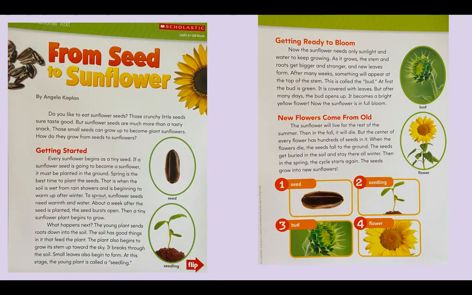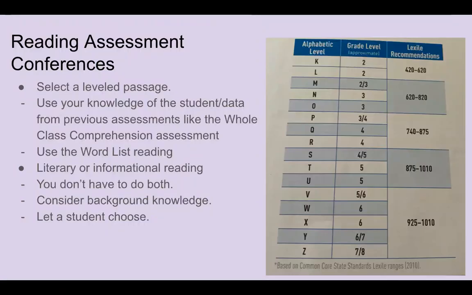So here's what it looks like. Students will read that to you, and you'll have a form to fill out. You select the leveled passage. You can use your knowledge of the student and how they did on the whole class comprehension to determine the level. This is in your manual, so you can see which letter matches with which grade level equivalent.